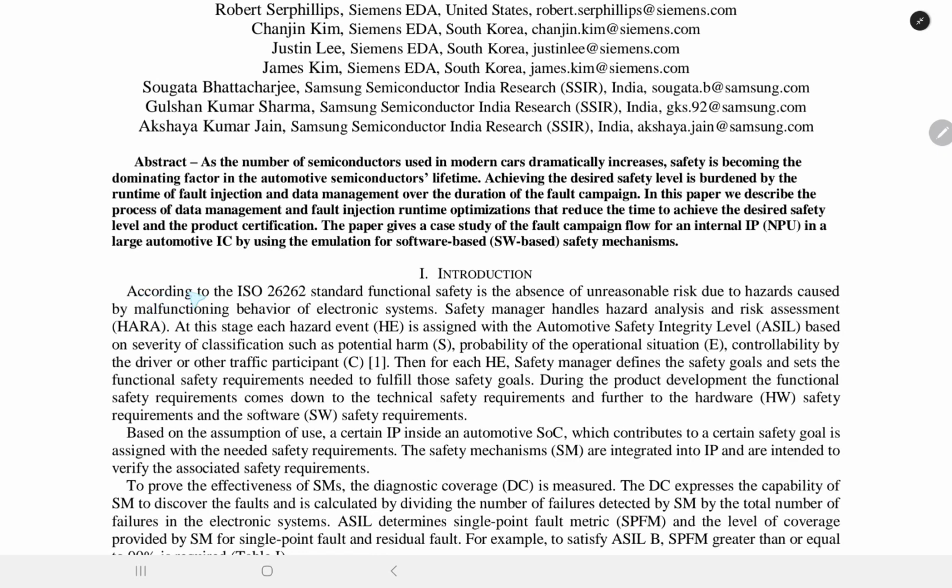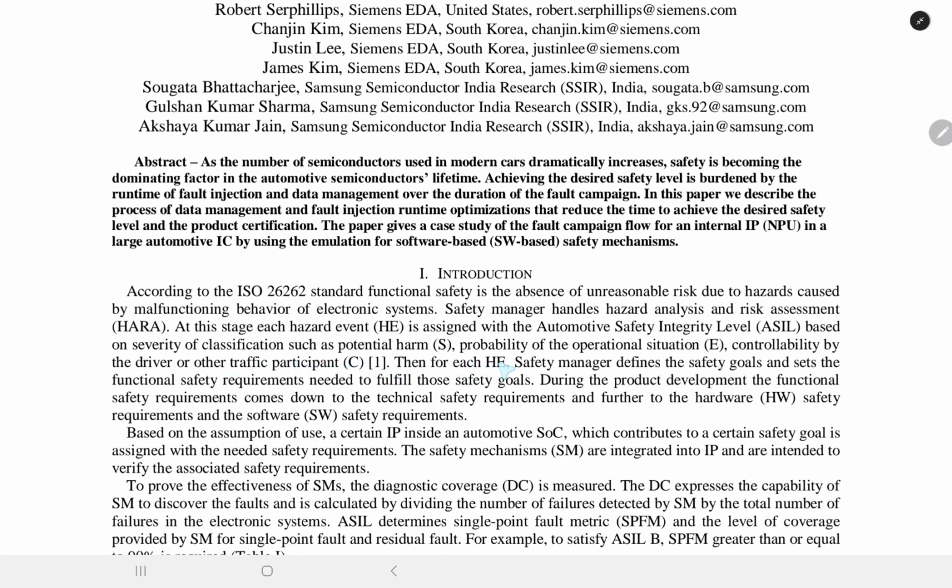Section Introduction. According to the ISO 26262 standard, functional safety is the absence of unreasonable risk due to hazard caused by the malfunctioning behavior of the electronic systems. The safety manager handles hazard analysis and risk assessment (HARA). At this stage, each hazard event (HE) is assigned an automotive safety integrity level (ASIL) based on the severity classification, such as potential harm S, probability of the operational situation E, and the controllability by the driver or other traffic participants C.